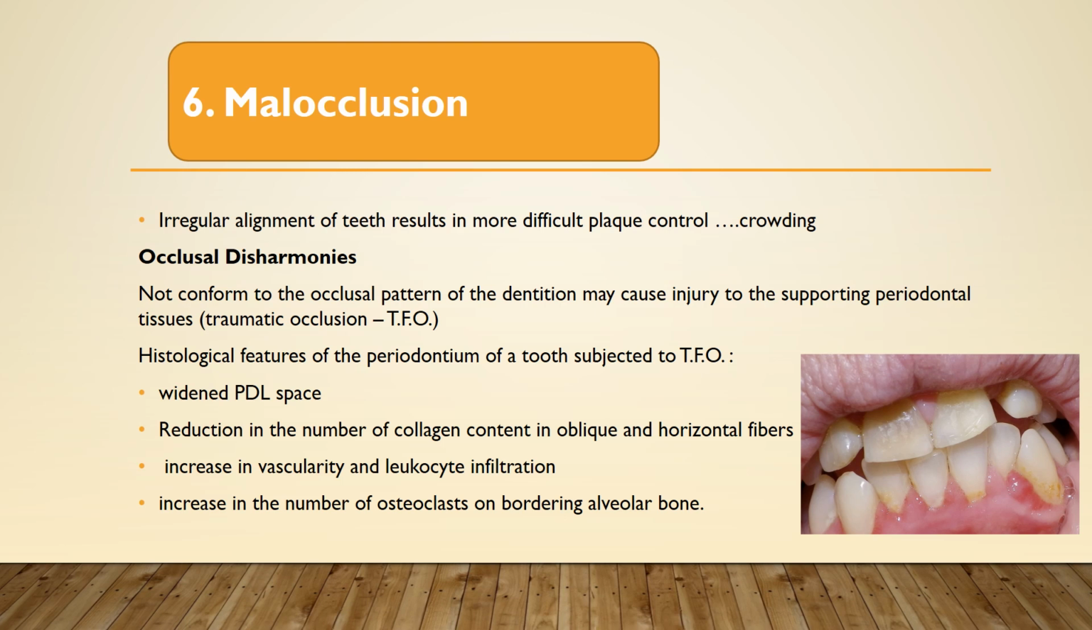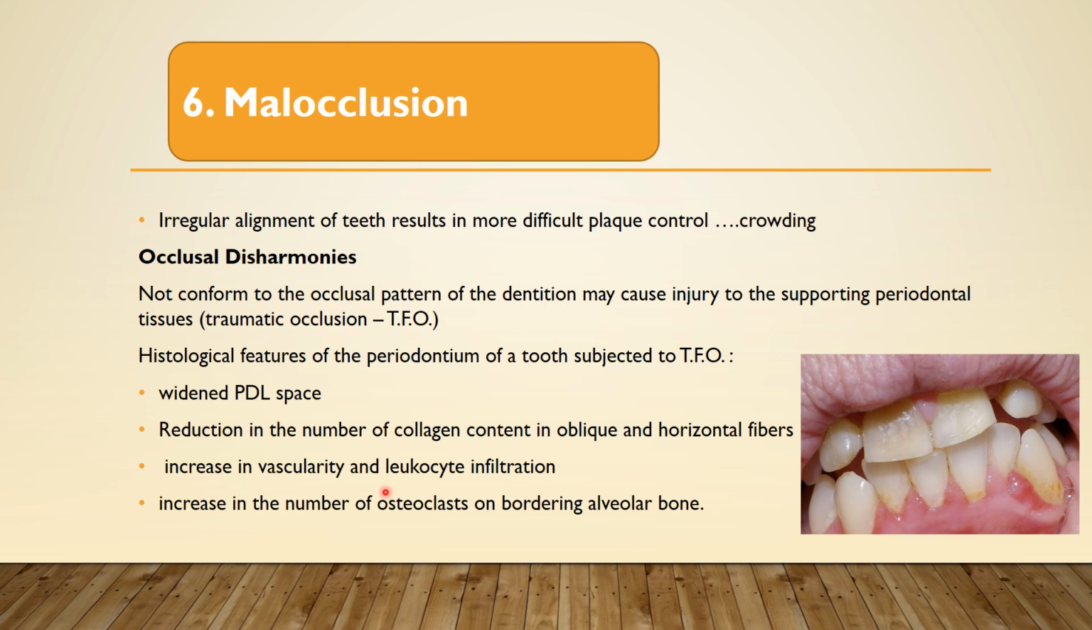If we talk about deep bite, how can it cause problems? With deep bite, it can always cause traumatic occlusion, that is, it does not conform to the occlusal pattern of the dentition. So it may cause injury to the supporting periodontal tissues. So this trauma from occlusion can lead to some problems in the periodontium.